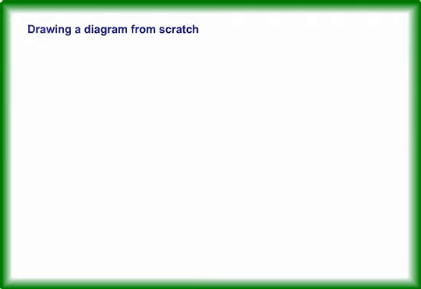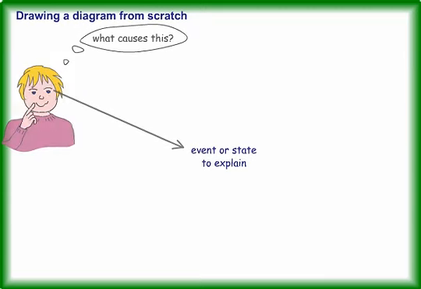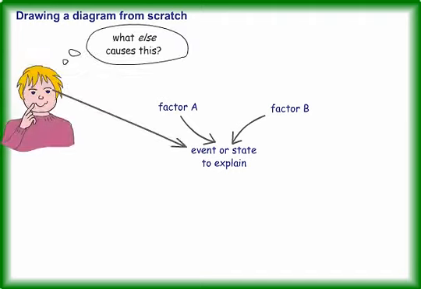When you're drawing a multiple cause diagram, you often start with one event or state you want to explain, perhaps because it's something you want to achieve, or maybe something you want to avoid. You ask yourself the question, what causes this? These may be the causes that first come to mind, but before moving on, it's often helpful to ask, what else causes this?